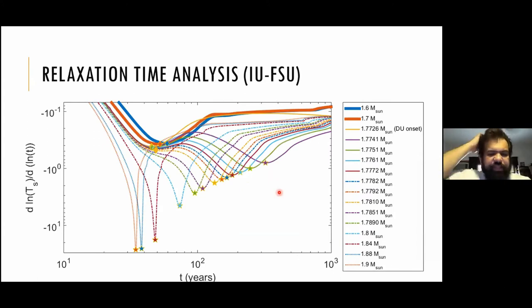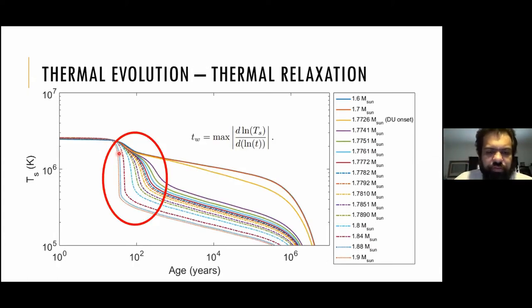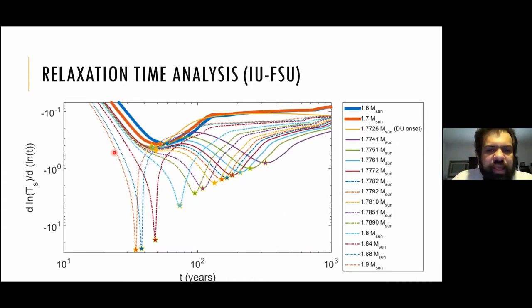If we take that curve over there and calculate, this is a very tough calculation because it's all numerical results. We have to run a very precise algorithm, a very precise code, to calculate those derivatives properly. And this is what we get. You see this point here, showing the minimum or maximum. If we take the absolute value of this, this is basically the relaxation time.